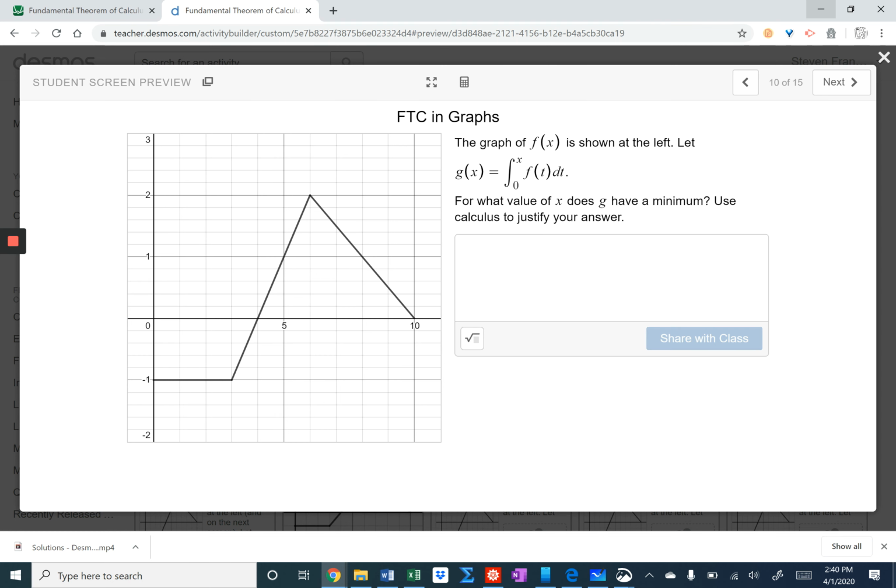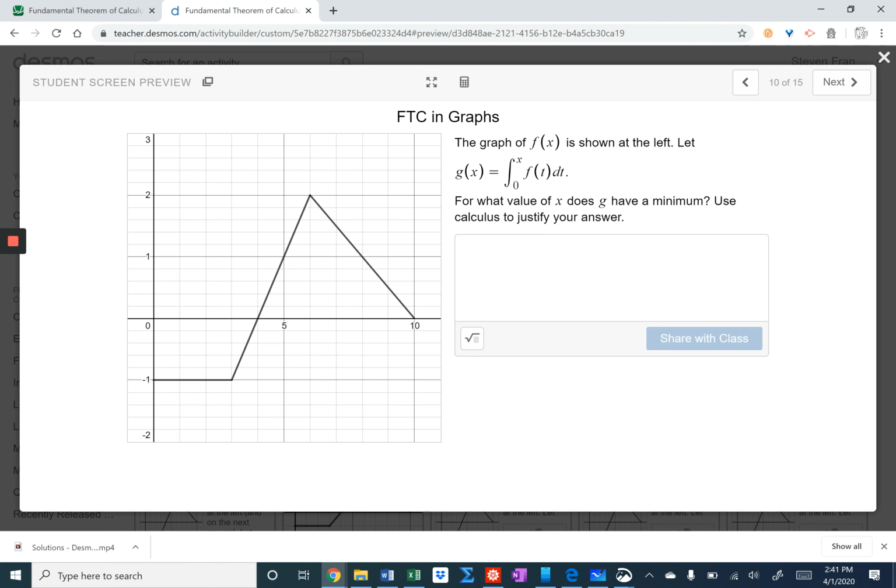Now, g of 0 we already said was 0. g of 10 we never calculated, but you can calculate it. Now, to figure out where a minimum is, we need to take the derivative, find out where the derivative is undefined or 0, find the critical numbers. And then from there, we'll plug those critical numbers into the original function, plug in the endpoints, and compare.